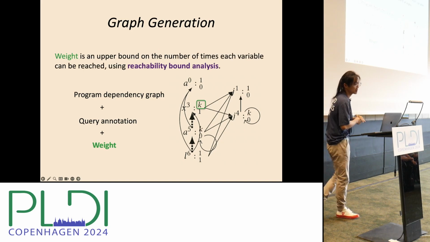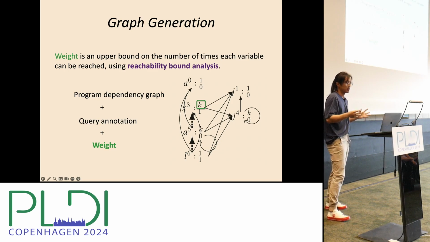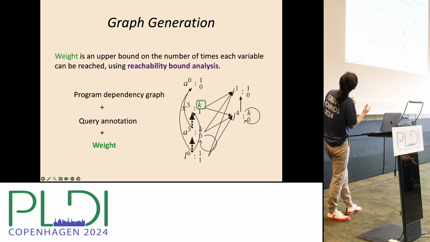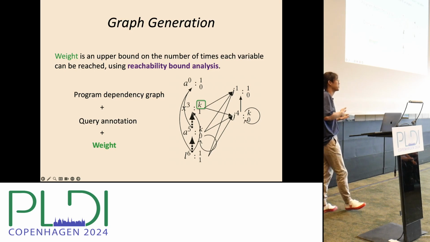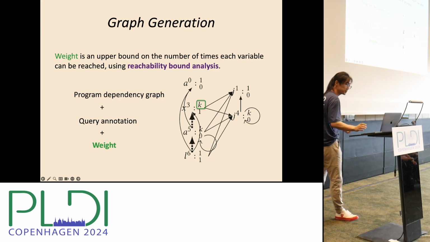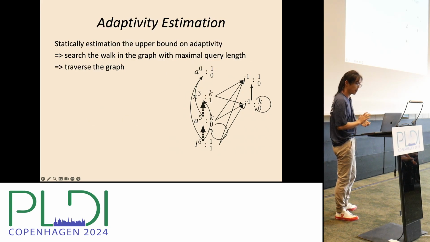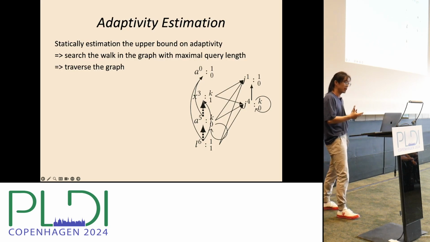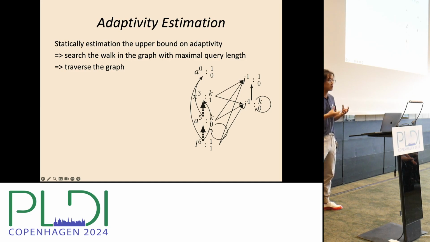As for the weight, it means an upper bound on the number of times each variable can be reached. So we use a technique called reachability bound analysis to give the weight. Now we have the graph. Then we want to estimate the adaptivity by searching for a walk in this graph with a maximal query length, which means we need to traverse the graph.